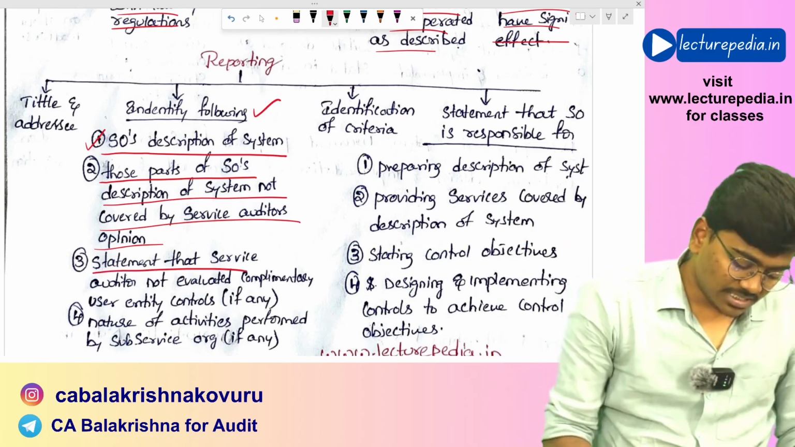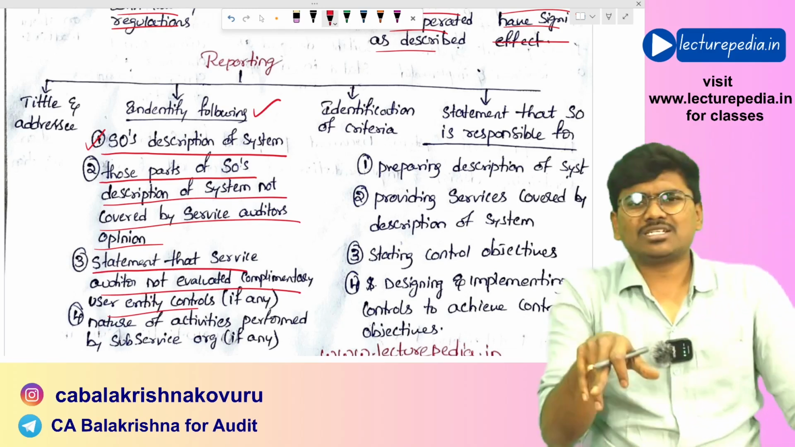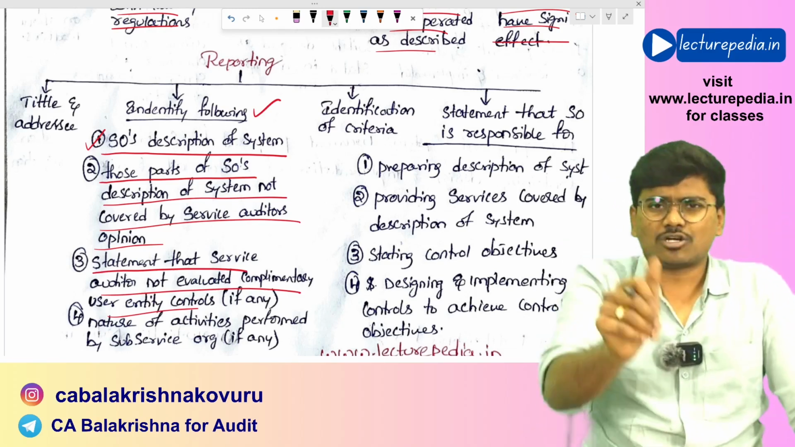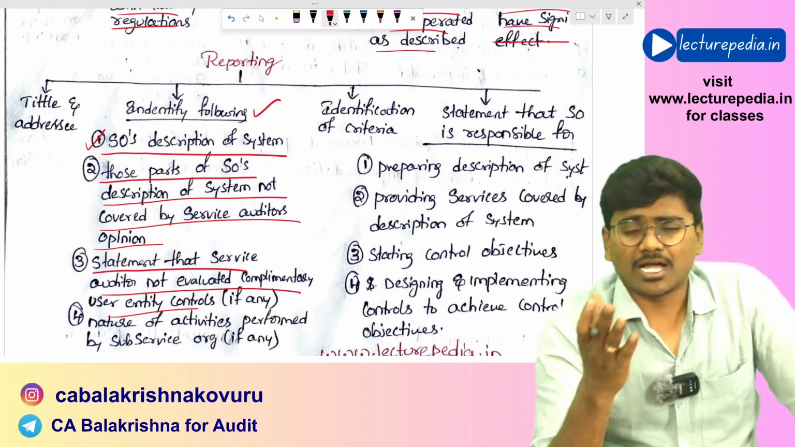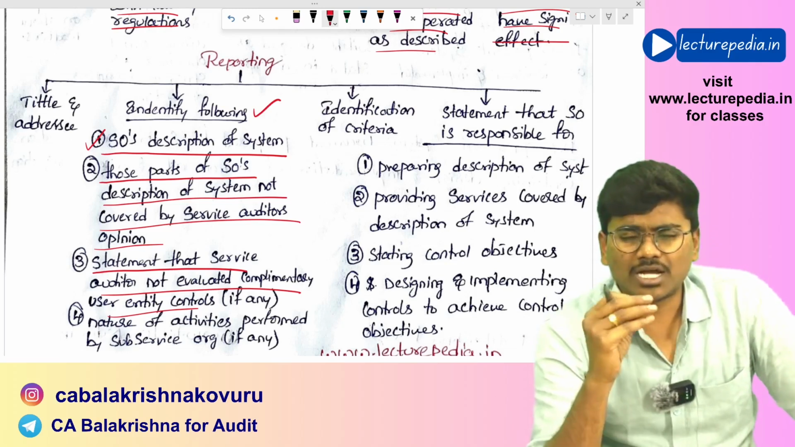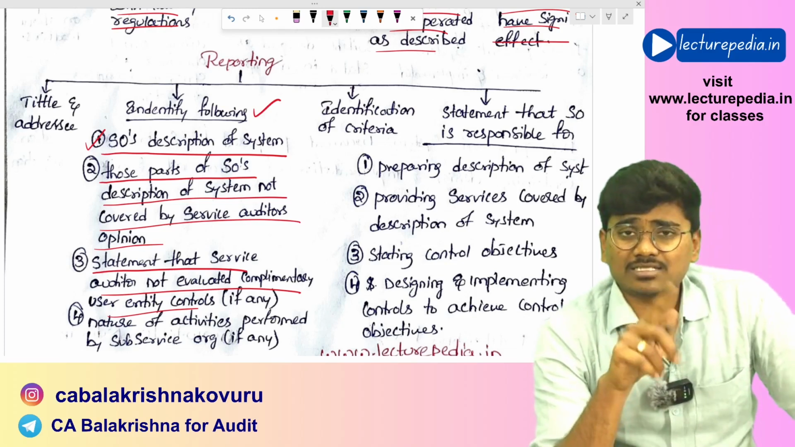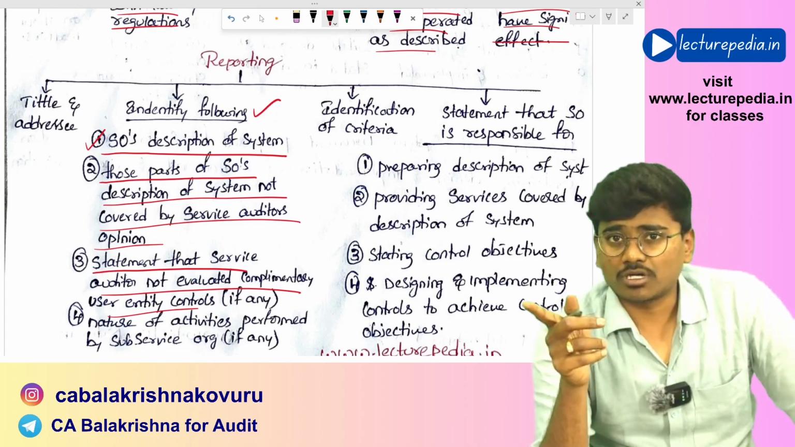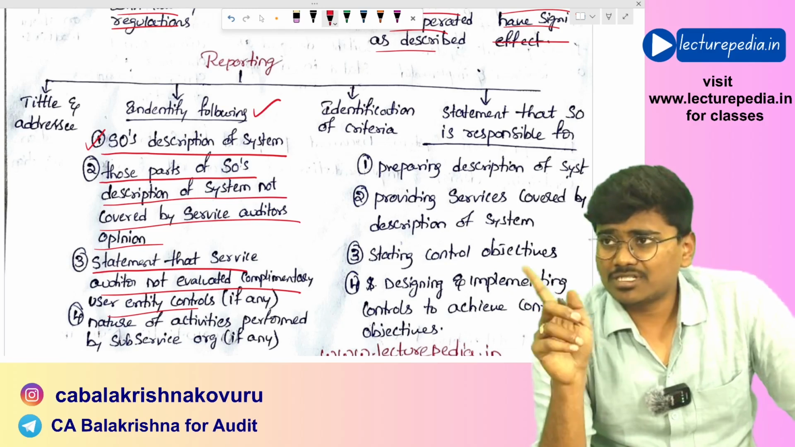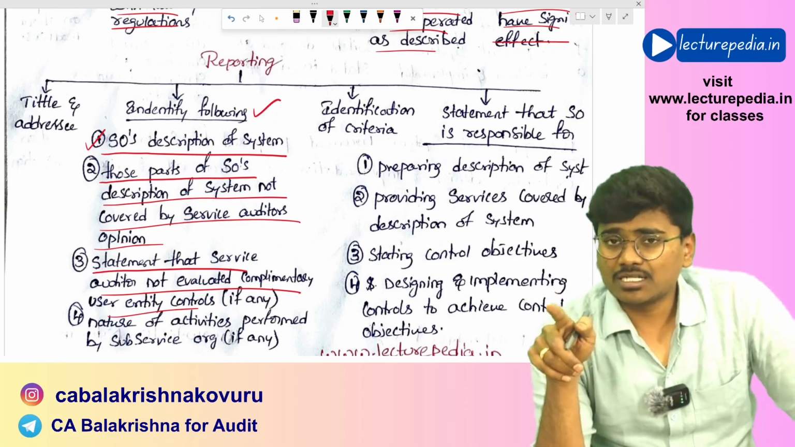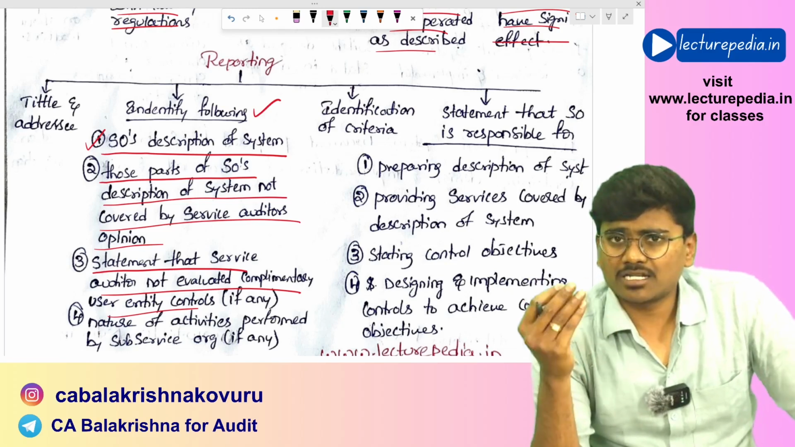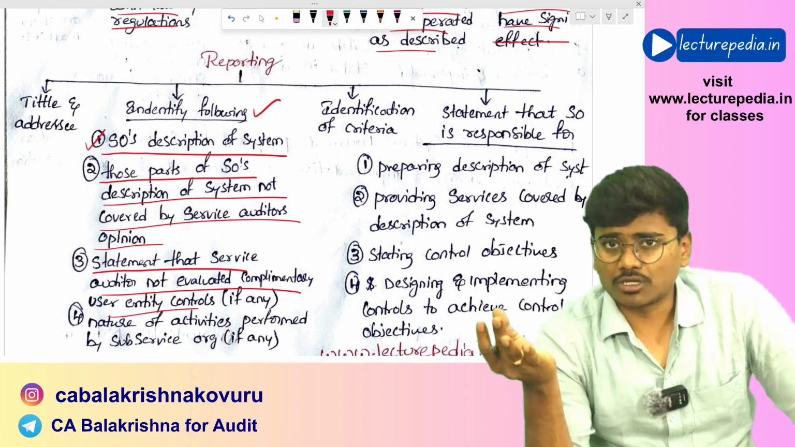Next, a statement that the service auditor has not evaluated complementary user entity controls. What are these complementary user entity controls? I have discussed them in SF or not. I'll just remind you. See, Reliance Industries has outsourced the payroll activity to a service organization. Now, with respect to payroll activities, the service organization will maintain certain internal controls. Those are internal controls that are present at the service organization.